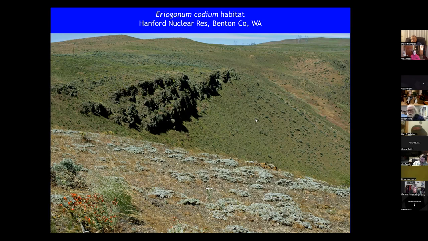That would be very interesting if codium is in fact soil limited or metal limited. Yeah, it certainly would be interesting. And it might give them a clue for how to propagate these things elsewhere.